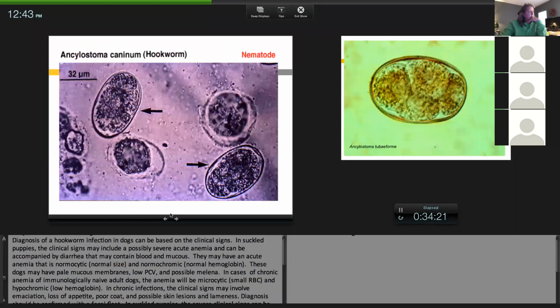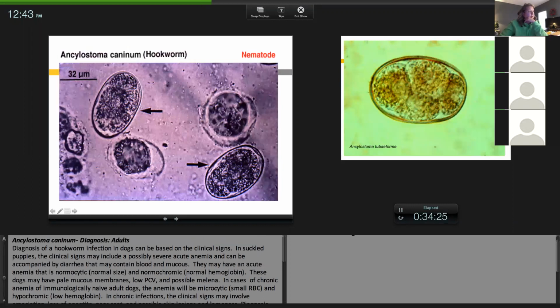Okay. So if you look at this one here, you can see this oval shape, clusters in the middle. You can see the difference here. I would argue that is a roundworm. You can see the difference, the thicker shell. This has got the thin, the clear. Some notes here, clinical signs.